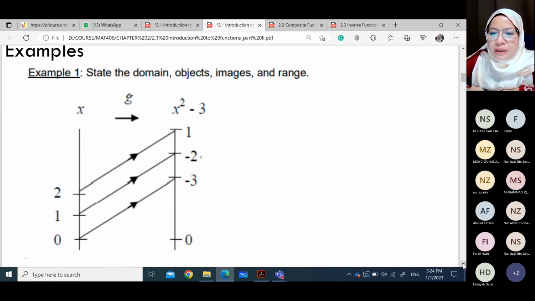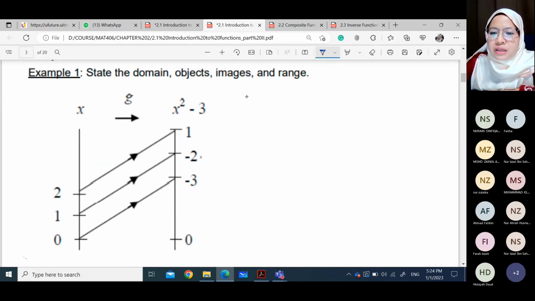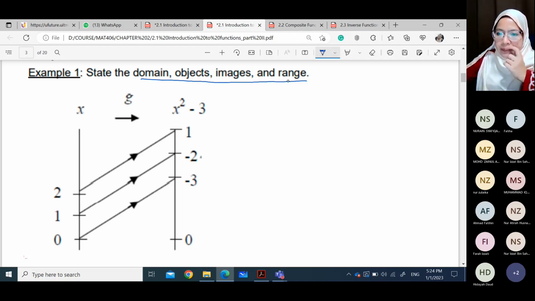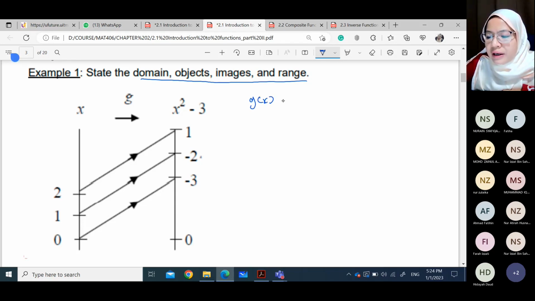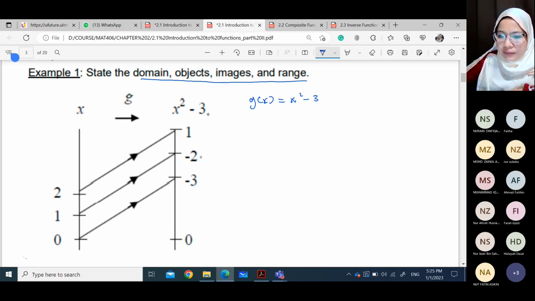Okay, so now look at this example. Based on this example, we need to state the domain, object, image, and range. This is function g. So x is mapping to x squared minus 3. We can also write it as g of x, it is x squared minus 3. Alright, so based on this diagram, from the domain it is mapping to the codomain, to x squared minus 3.